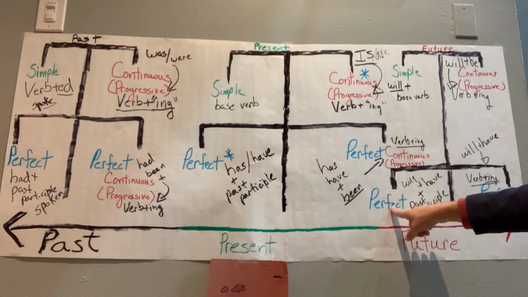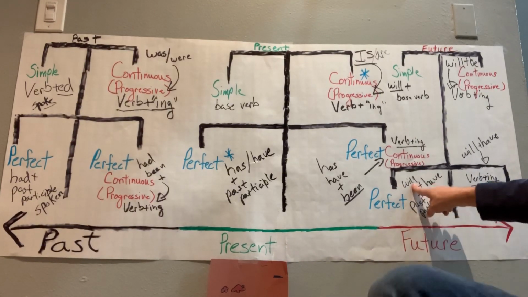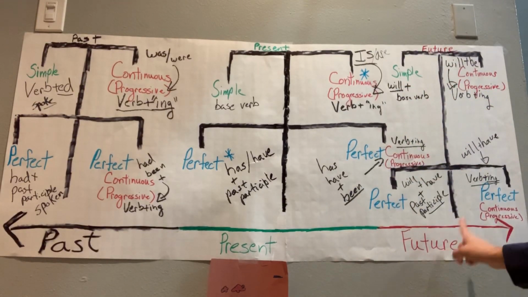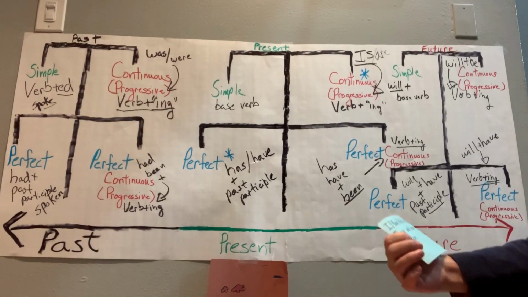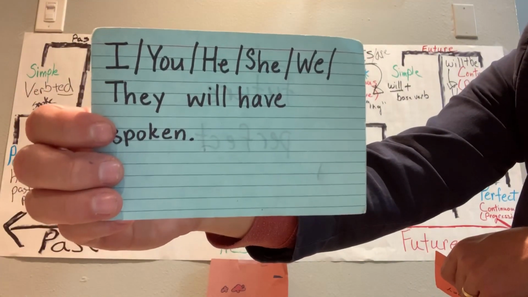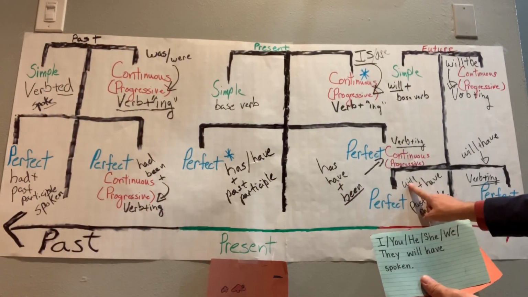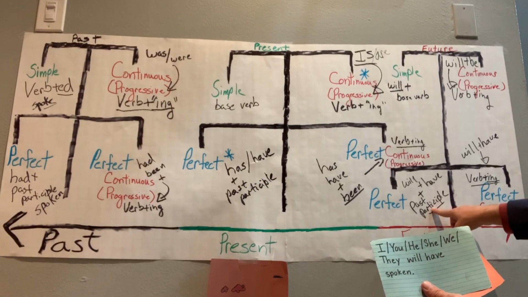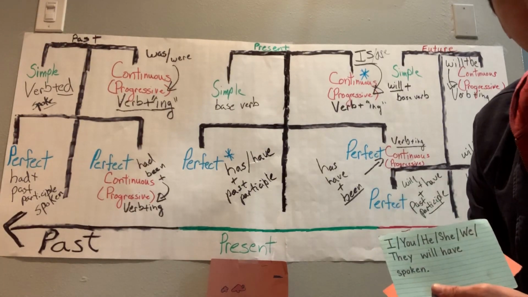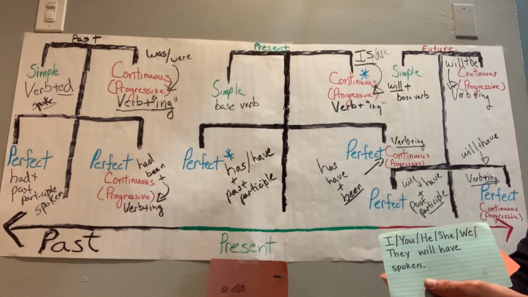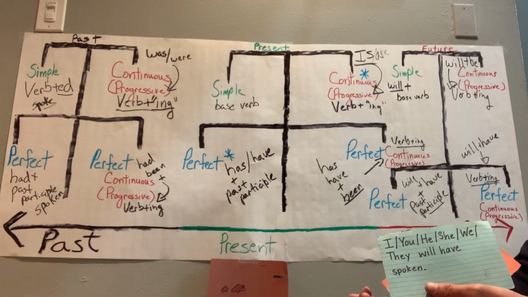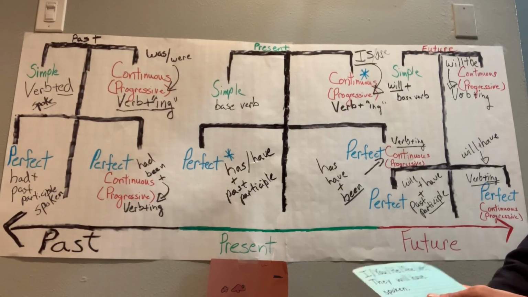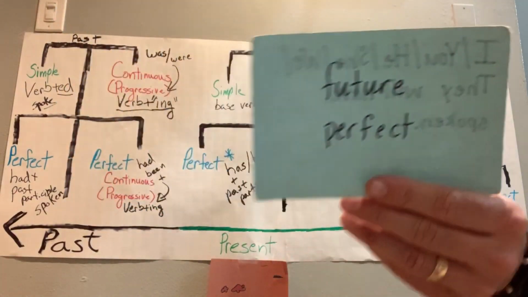Next one, we have future perfect. So again, all of our future has to have will, referring to the time in the future. And here, this example on this card says, they will have spoken. So we need will plus our auxiliary verb have plus our past participle. So they will have spoken. They will have looked at the museum. They will have studied the 12 tenses by next week. Right? So that's, again, our future perfect.